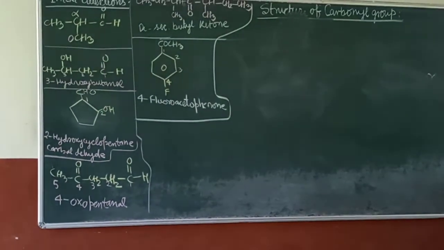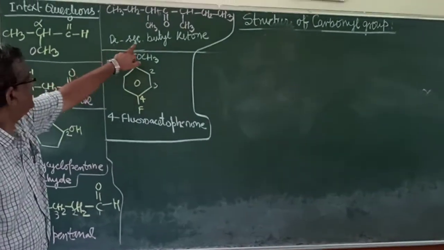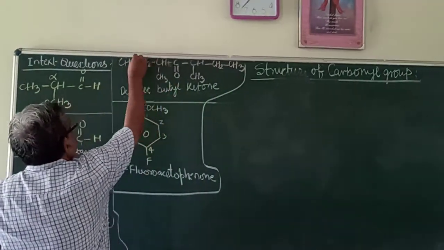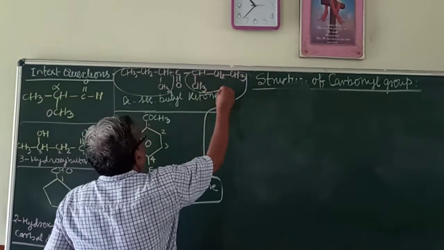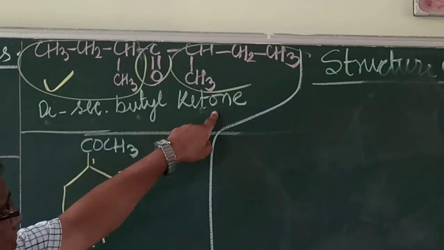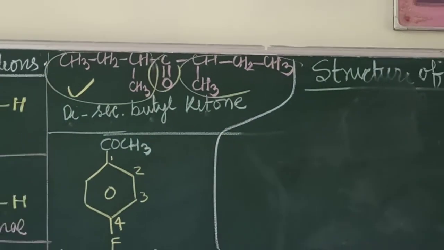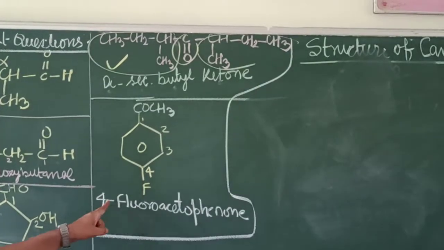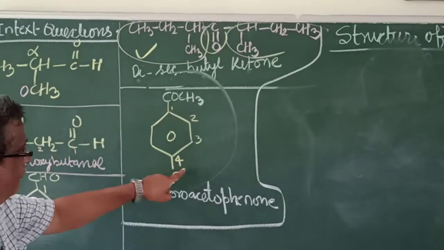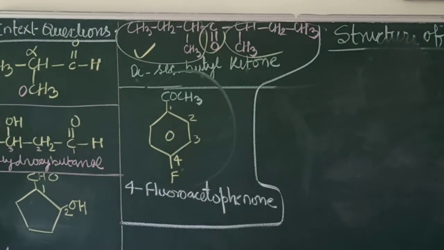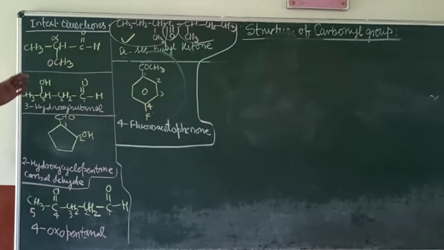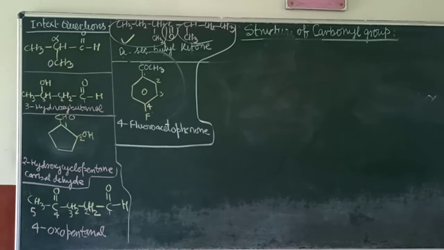4-oxopentanol. Now the fifth one is di-secondary butyl ketone. These are the 2 groups here, di-secondary butyl and this is ketone. So this becomes di-secondary butyl ketone. And the last one is called 4-fluoroacetophenone. This is the structure of 4-fluoroacetophenone. So we have solved the in-text problems and we have drawn the structures of all the compounds given here in the in-text problems.